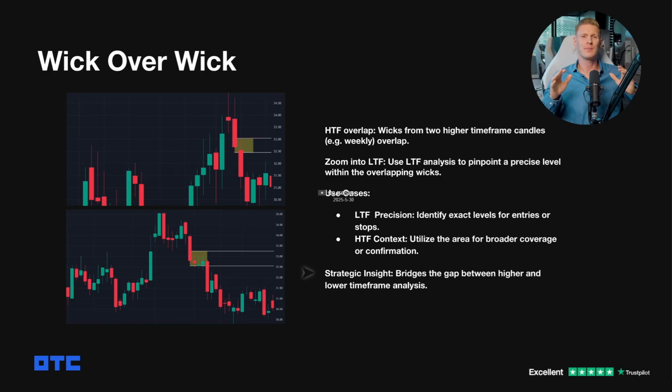So, while we may not see a distinct HTF zone, we can still argue that the wick over wick offers us HTF coverage. This concept bridges the gap between higher and lower timeframe analysis, offering both precision for trade execution and strategic insights for broader planning. It's a versatile tool you will find yourself relying on frequently in your analysis.